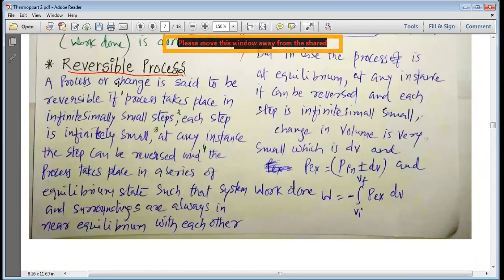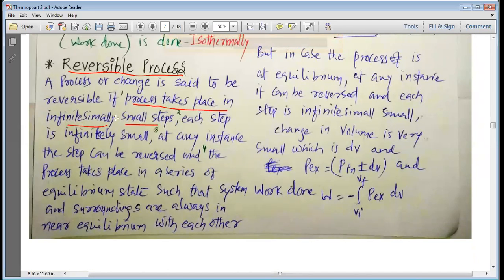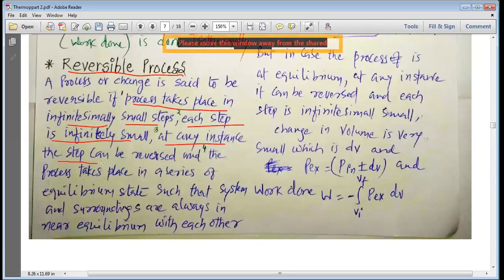In the reversible change, we do the change in infinitesimally small steps. So the process takes place in infinitesimally small steps. Each step is infinitely small, and at any instance, the step can be reversed. And the last condition is the process takes place in a series of equilibrium states such that the system and surrounding are always in near equilibrium with each other.